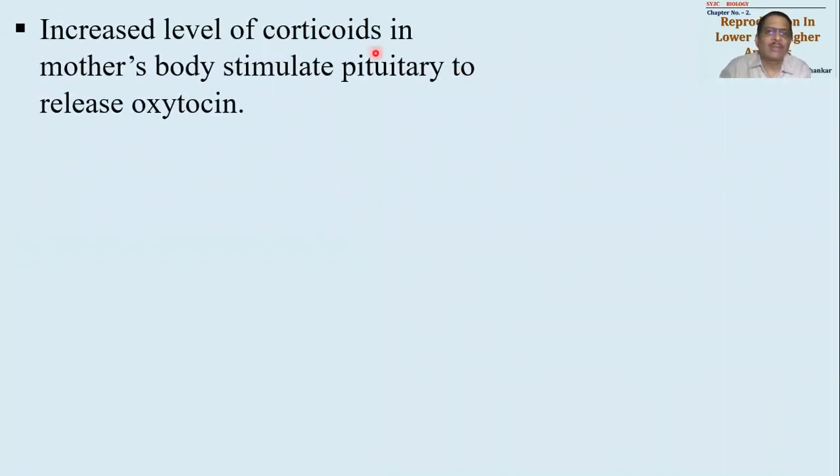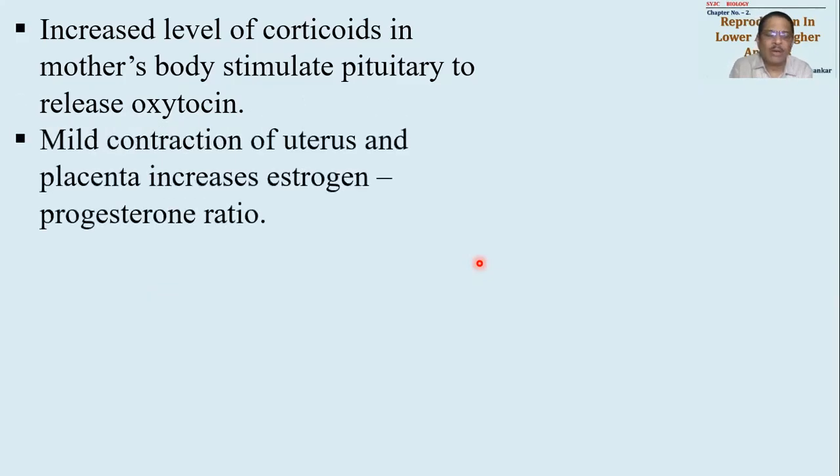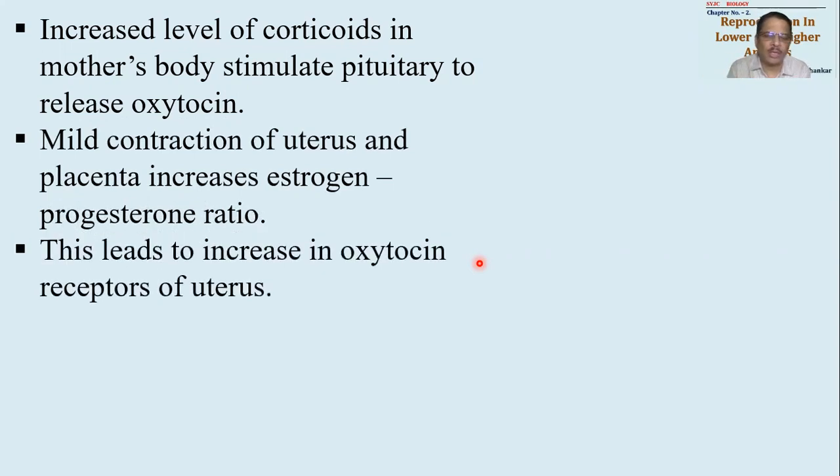Now, as the hormones start being secreted, increased level of corticoids, we have already done all this, so just go through it, read it and forget it. The mother's body will stimulate the pituitary to release oxytocin. Oxytocin will increase. Mild contraction of the uterus and placenta increases the estrogen and progesterone ratio. Estrogen has to be increased, progesterone has to be decreased. Why decrease progesterone? Because when progesterone level decreases, the blood vessels will be cut off.